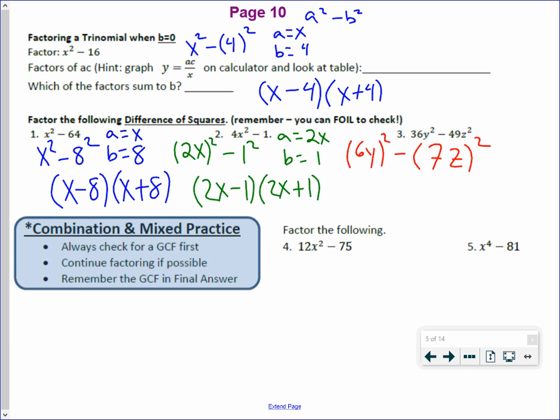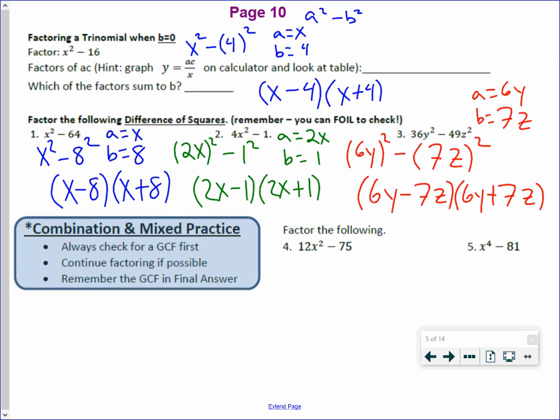From here, I can see that my a is going to be 6y. It's the first term being squared, and my b will be the second term being squared, so 7z. So I want this in the form a minus b multiplied with a plus b. So when I do that, I get 6y minus 7z multiplied with 6y plus 7z. And that'll be the factored form of number 3.